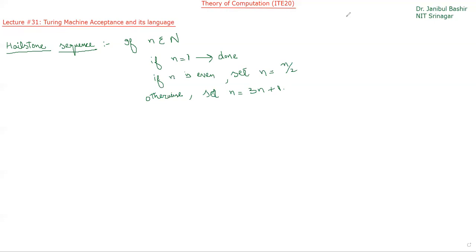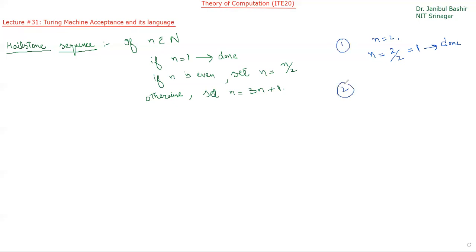The example is that, let's suppose n is equal to 2. Since n is equal to 2, the Hailstone sequence says that if n is even, set n to n divided by 2. So what is 2 divided by 2? n is equal to 1. Now n is 1, which means stop. Stop means completed. Done. This is example 1.